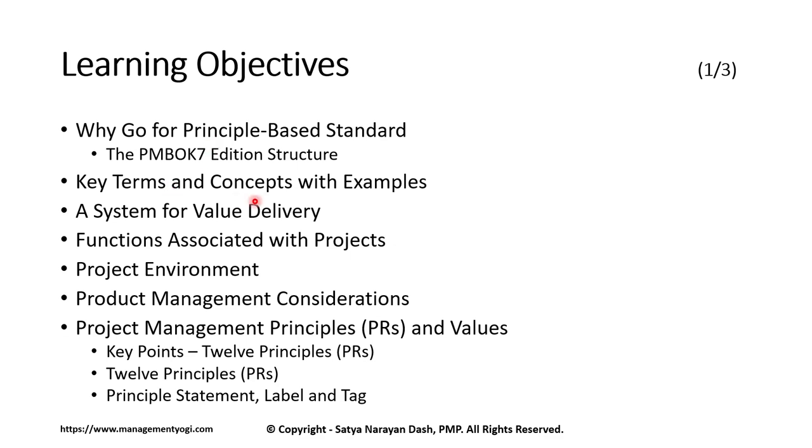Then you will see key terms and concepts with examples. We have seen most of them. We have some additional ones which I'm going to speak about. The system for value delivery. This is a new term, but the content we have already seen before. Functions associated with projects. These we have also already seen earlier in the introduction part of this course. Here in PMBOK 7, they have given some generic names and you will capture them very quickly.